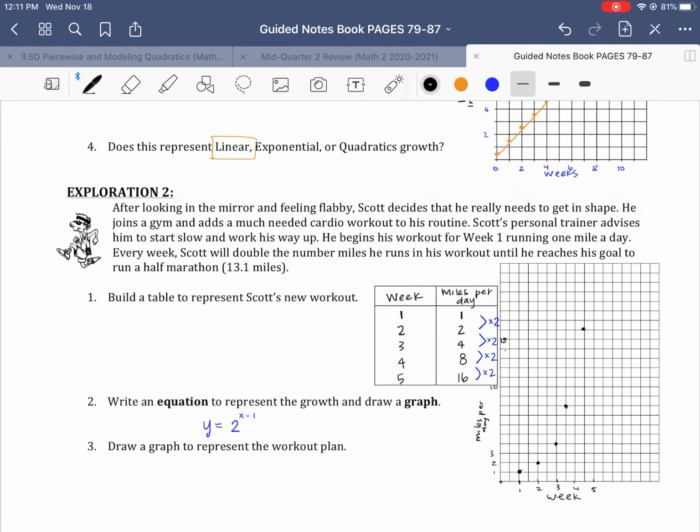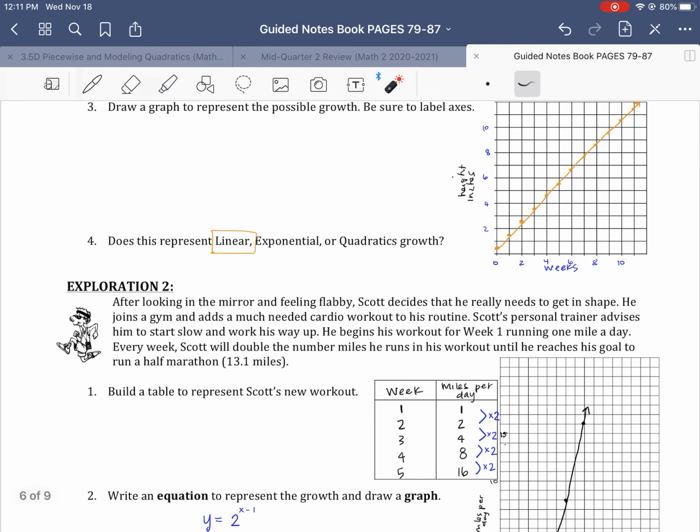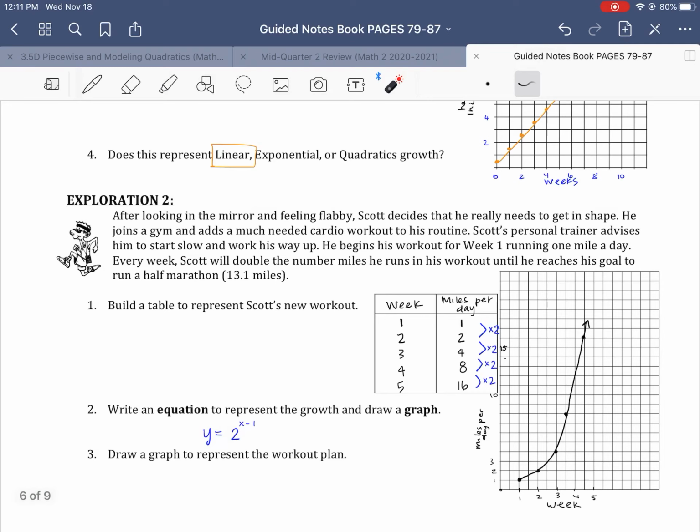So remember, exponentials are the ones that increase and increase and increase, or decrease and decrease and decrease. But then they come back here, and they just get smaller and smaller and smaller, and they almost flatten out there. That would be an exponential graph. So linear, straight line. Exponential is always increasing or always decreasing, but it's curved there. And again, common ratio there, multiplying by 2.